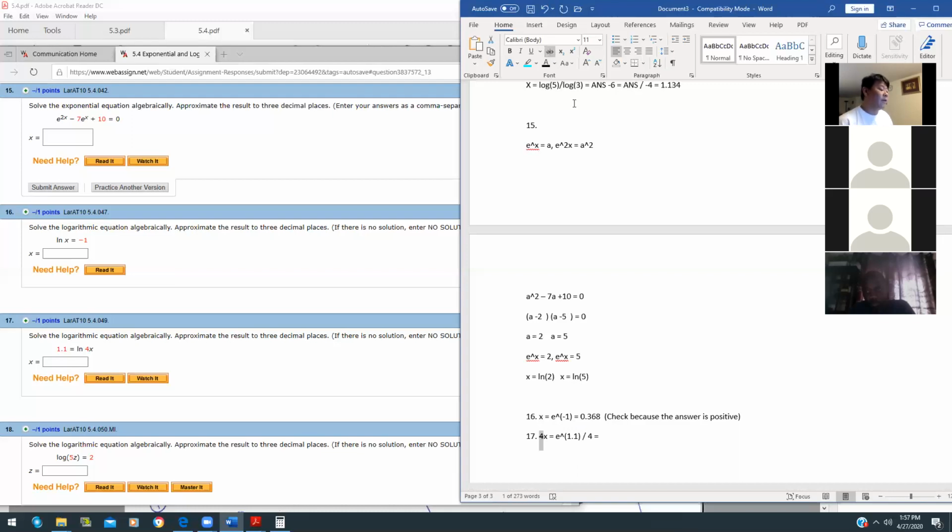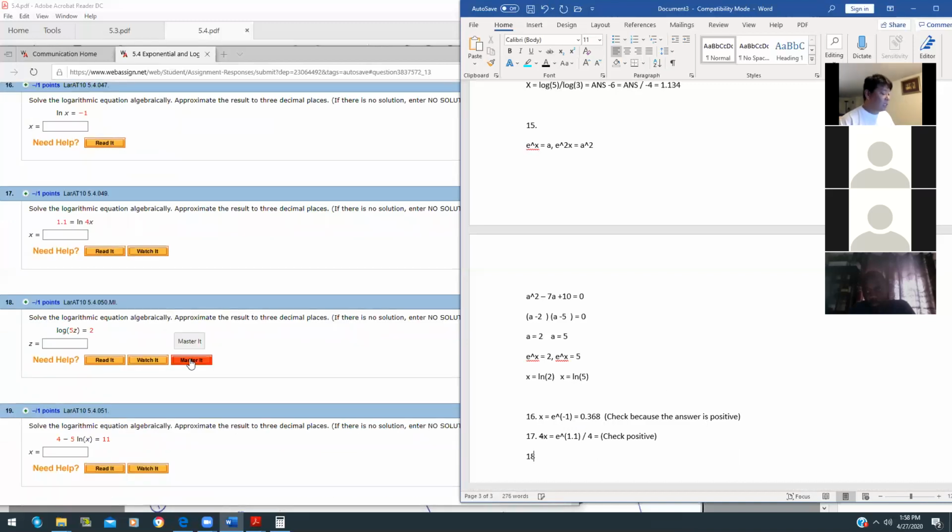Okay. So whatever you get, make sure you check your answer, and make sure that this answer also has to be what? Positive. What happens if it's negative or 0? It's extraneous.